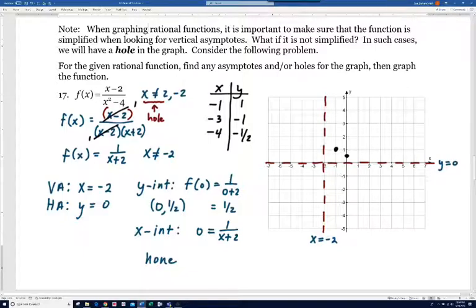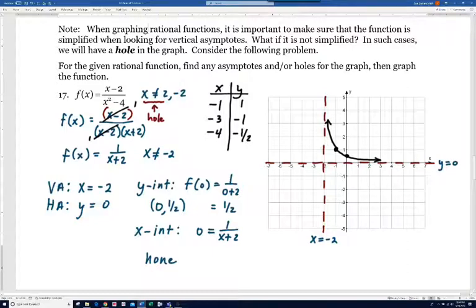Now as we go to the right, we know that the graph's going to approach the horizontal asymptote, so it's going to look something like that. As we take this arc to the left here, it's got nowhere to go. It's starting to rise. It can't go through the vertical asymptote. The only thing it can do is get closer and closer.